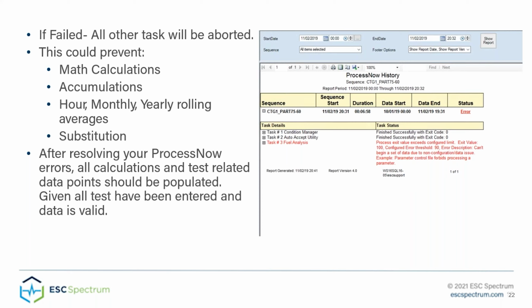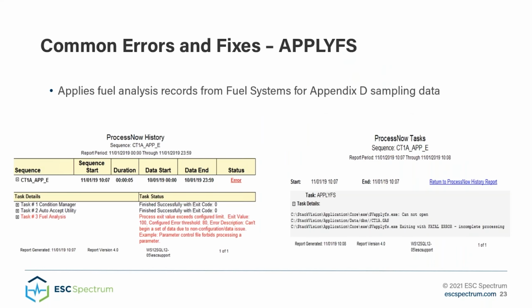And then we always want to rerun ProcessNow and make sure it completes, or we move on to the next error until we get it completing successfully. All right, so now we're going to go through a couple common errors.